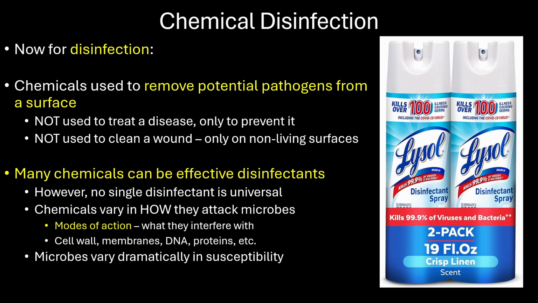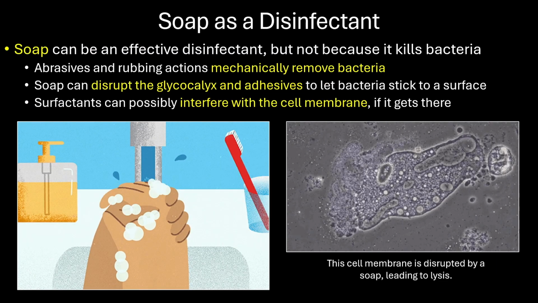So many different kinds of chemicals can be used as disinfectants. However, no single disinfectant is universal. And that, by the way, is a similar phenomenon with chemical sterilizers. There really are no chemical sterilizers that will kill everything. All these chemicals are going to vary a lot in how they attack microbes and how effective they are at killing specific things. And microbes, because they are incredibly different, can vary dramatically in how vulnerable they are to these different chemicals.